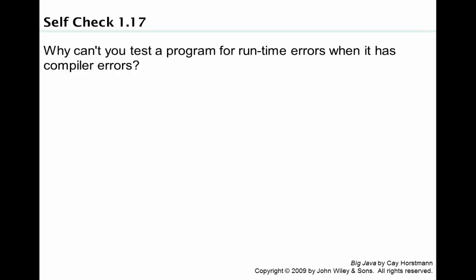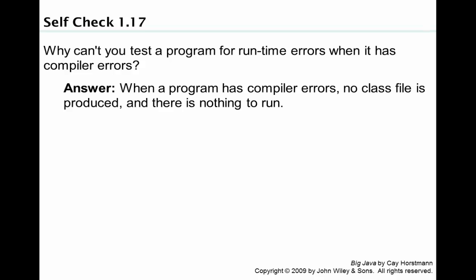Here's the self-check. Why can't you test a program for runtime errors when it has compiler errors? Well, when a program has compiler errors, no class file is produced, and there's really nothing to run. So you have to get the compiler errors out first before you ever get a program that you can run.